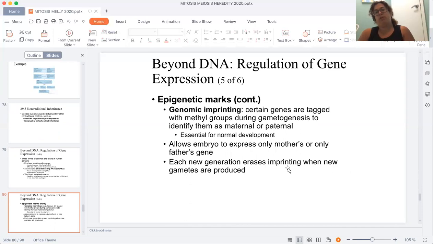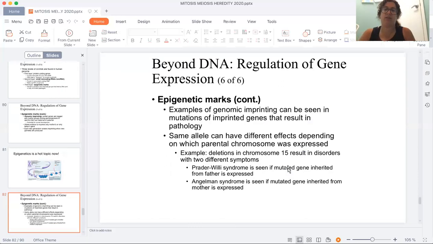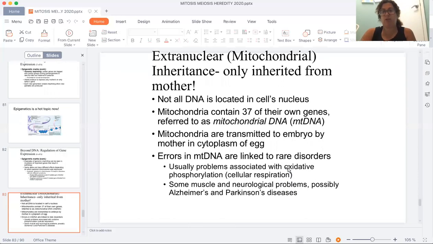Epigenetic marks such as genomic imprinting. We typically have genetic imprinting that occurs to certain genes that are tagged with what's called methyl groups, and this is essential for normal development. Methyl groups, you might have heard things about methylated vitamins. It's the same idea. And as I said, epigenetics is a hot topic. It's something I talk about a lot in practice. I'm not going to go into this too much because you guys can leave that all.